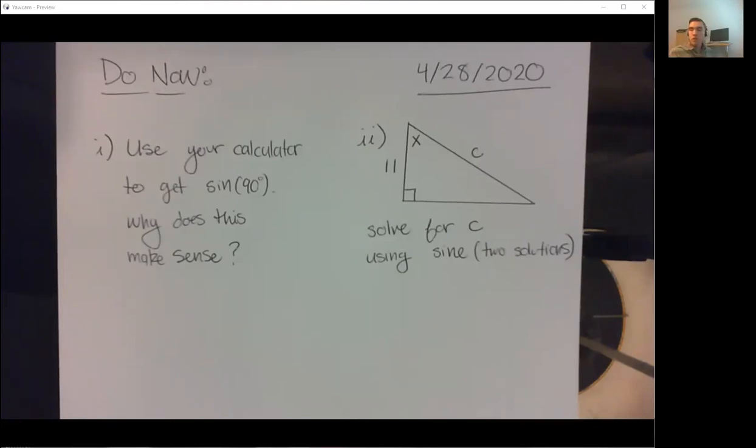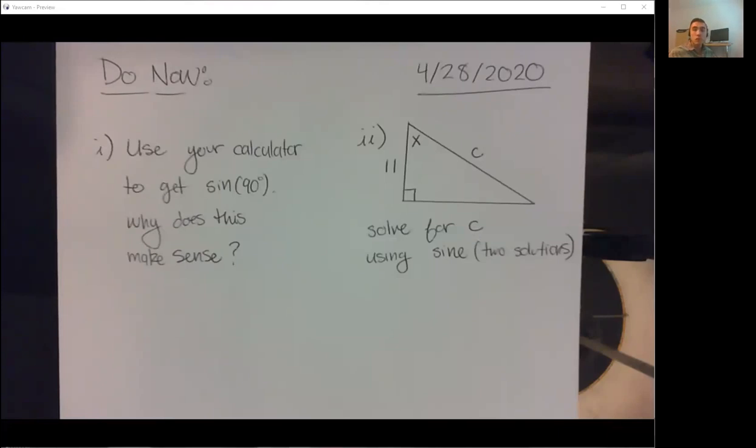Okay. So for today's warm-up, I have two more higher-end trigonometry questions. Item number one, use your calculator to get sine 90, and then tell me why that makes good sense. This is a weirder question, and if you have a hard time figuring out why the answer is what it is, try to draw it out, and I think you'll be able to make good sense of it.